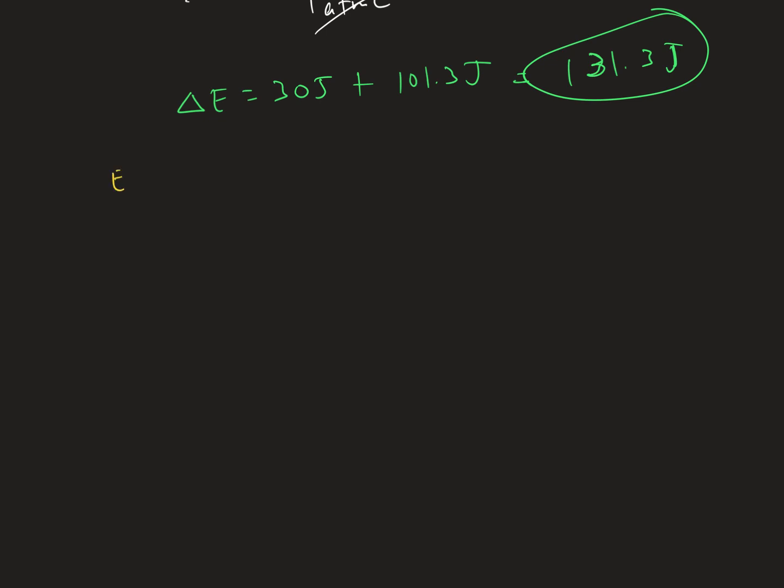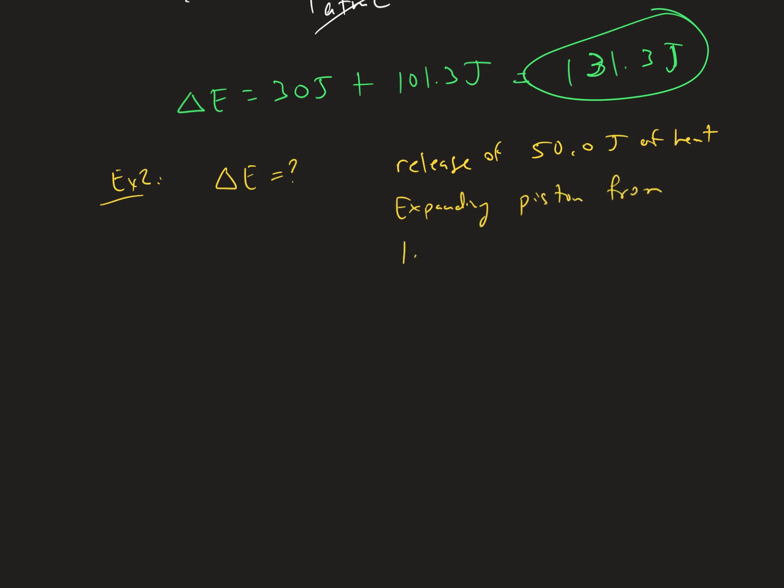Okay, so for the next example, again, we want to calculate change in energy when we have a release of 50.0 joules of heat, expanding the piston from 1.2 liters to 2 liters at a constant pressure of 1.20 ATM.